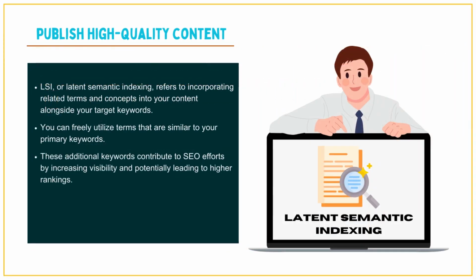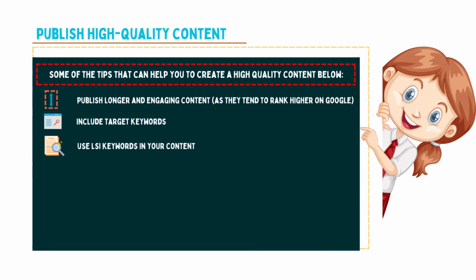LSI, or latent semantic indexing, refers to incorporating related terms and concepts into your content alongside your target keywords. You can freely utilize terms that are similar to your primary keywords. These additional keywords contribute to SEO efforts by increasing visibility and potentially leading to higher rankings. By incorporating natural and varied keyword variations, you create opportunities for improved optimization and a more comprehensive coverage of relevant search queries.